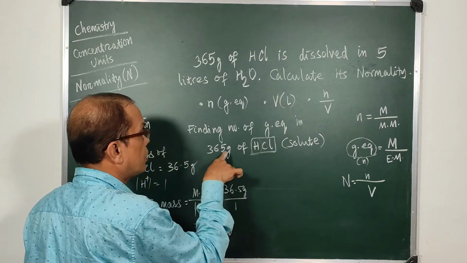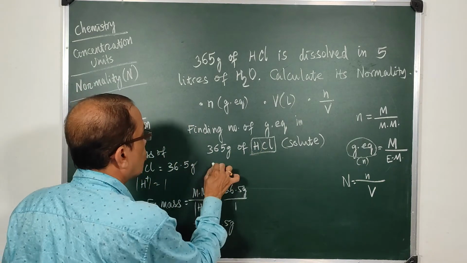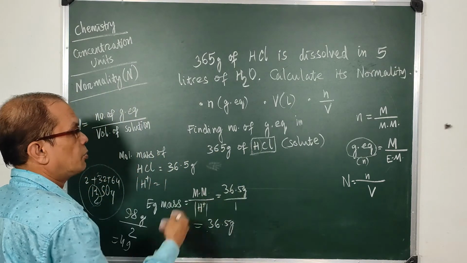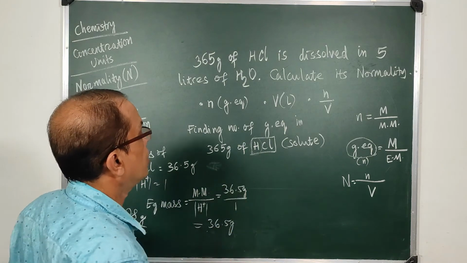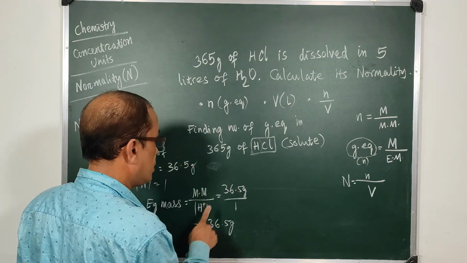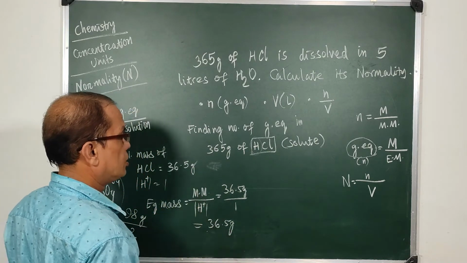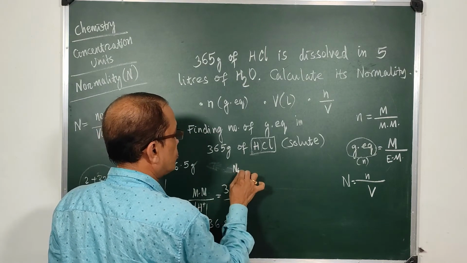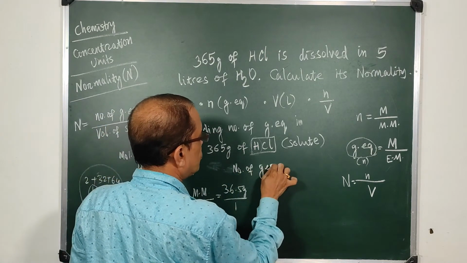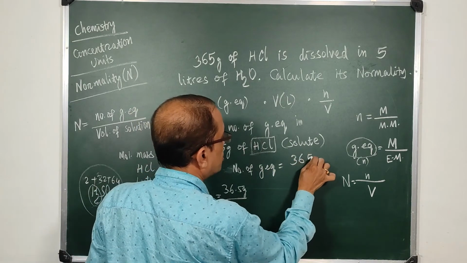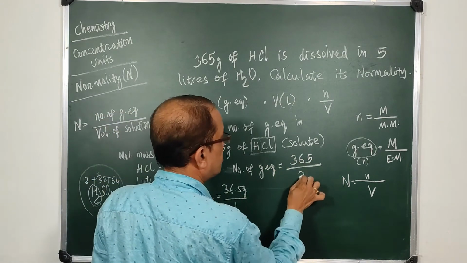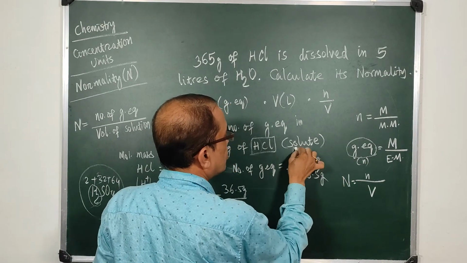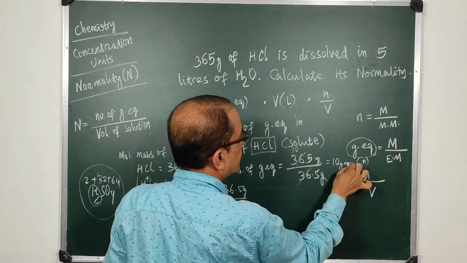So in 365 grams of solute, the number of moles is 365 divided by 36.5, but we have to find gram equivalents. So the molecular mass divided by the replaceable hydrogen gives the equivalent mass 36.5, and the mass is 365. So the number of gram equivalents is equal to 365 grams divided by its equivalent mass, which is 36.5. So you get 10 gram equivalents.